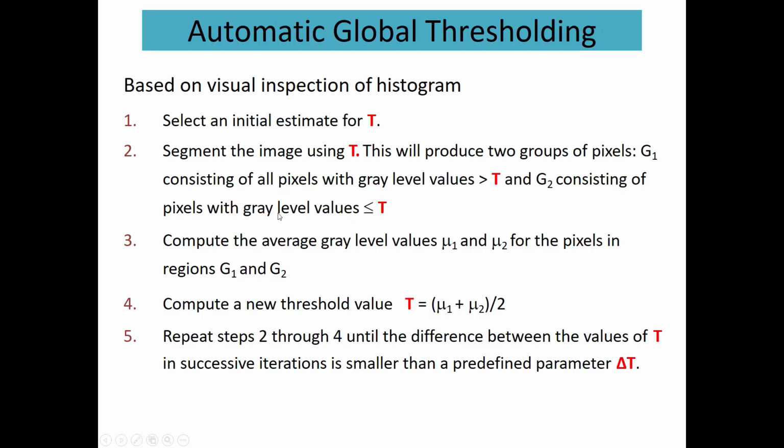Now we are going to take an average of the gray level intensity of G1 and G2, which is represented by mu1 and mu2. In the next step, we are going to select a new threshold value, capital T, which is a mean of mu1 and mu2. Now repeat the second step to the fourth step until we get a change in T that is smaller than the predefined parameter, delta T.